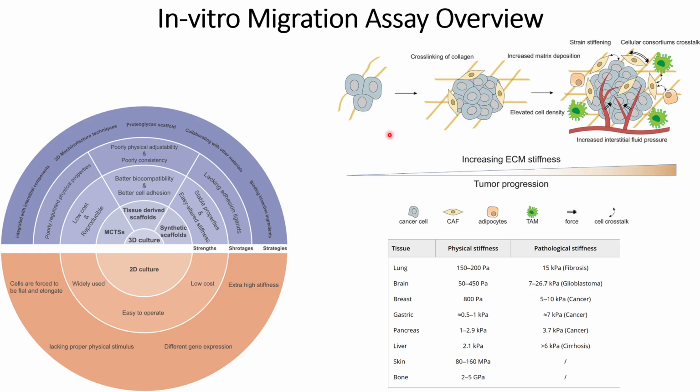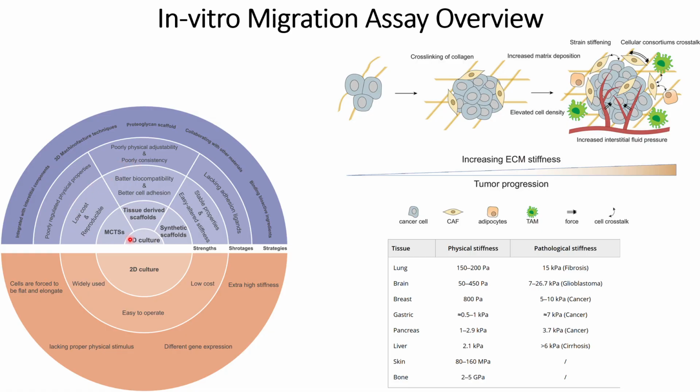What are the different migration assays that can be carried out in vitro in the lab? These are mainly categorized into 2D culture and 3D culture. In 3D cultures, there are three different categories shown here: MCT, tissue-derived scaffold, and synthetic scaffolds. The MCTs have low cost and reproducibility, but the difficulty is that they are poorly regulated by physical properties.